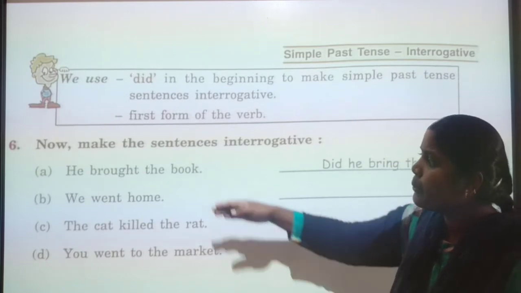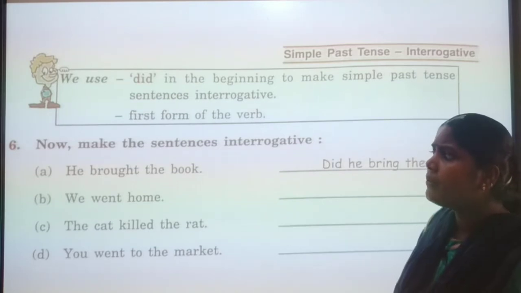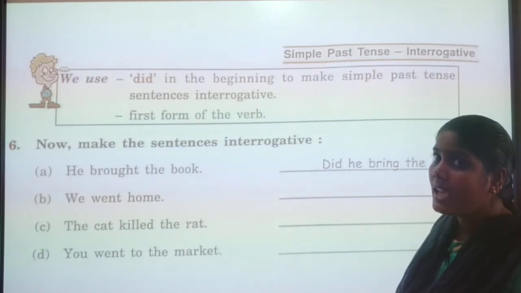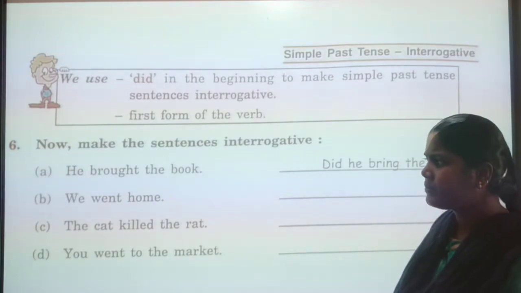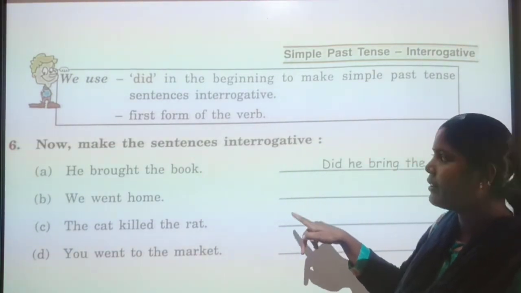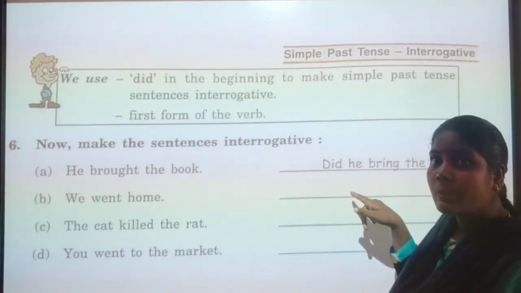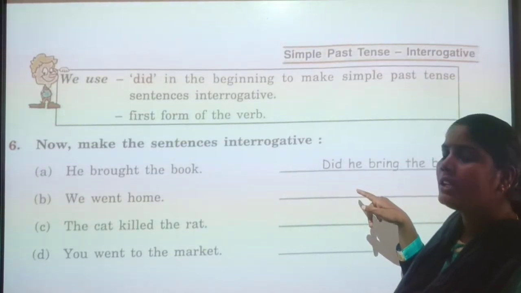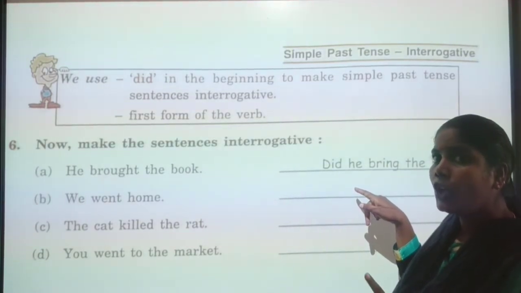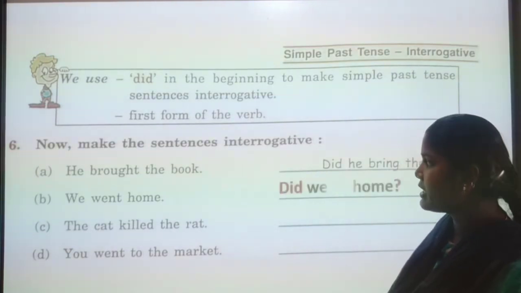Likewise we are going to make the rest of the sentences. So for the second one, we went home. Okay, we is a pronoun, went is the second form of the verb. So, first what do we have to write, my dear children, here? Yes, very good. We have to write did. And did, the pronoun we, did we, and for went the first form of the verb is go. So, did we go home?